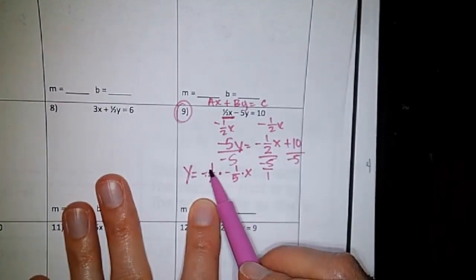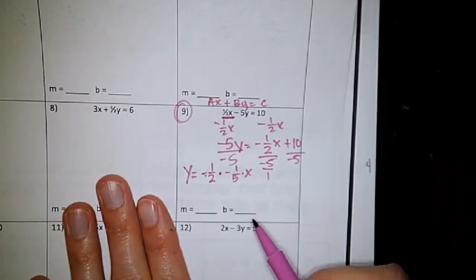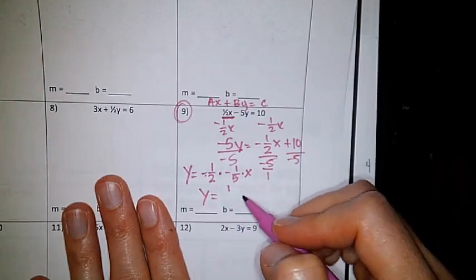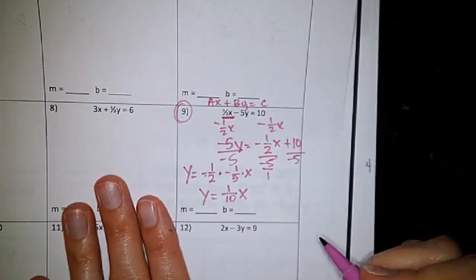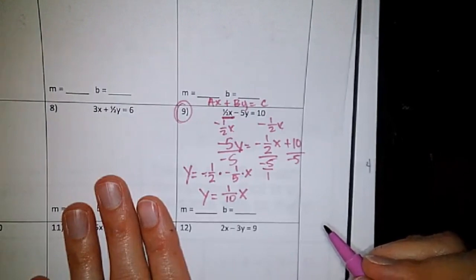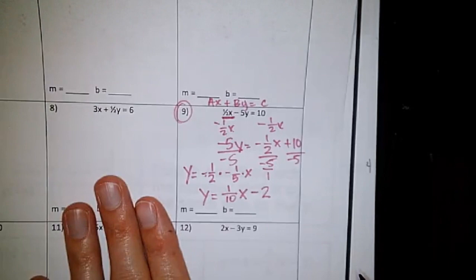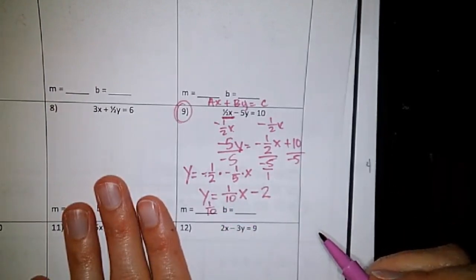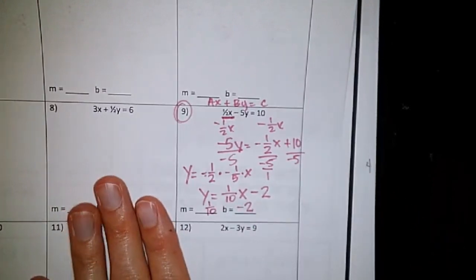So what is negative 1 times negative 1? Positive 1. And what's 2 times 5? And what's 10 divided by negative 5? So what is my slope? 1 over 10. What is my y-intercept? Negative 2. Does anybody have any questions about that one?